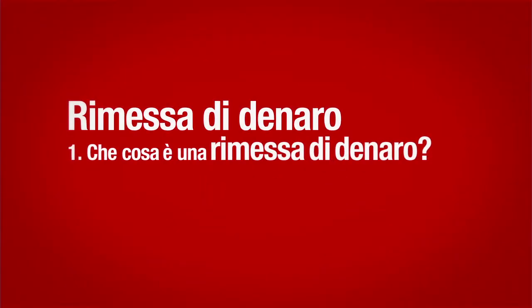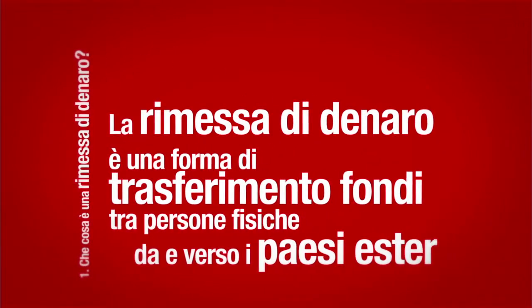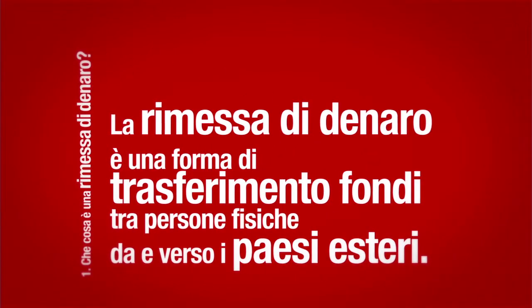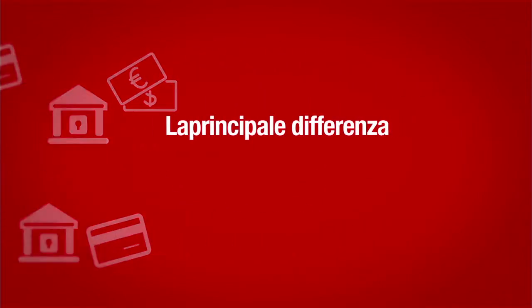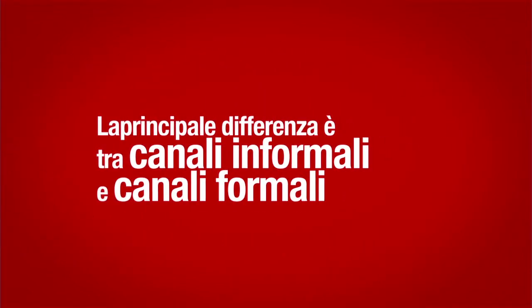What is a money remittance? It is a form of transferring funds between individuals to and from foreign countries. There are different ways to transfer money, and each has different characteristics, costs, times, and risks. The main difference is between informal and formal channels.